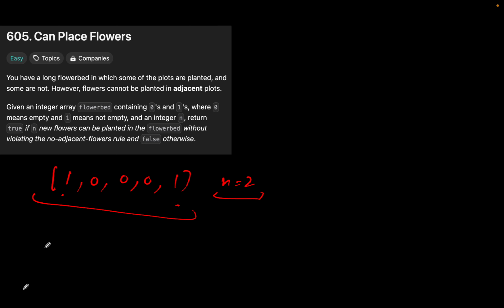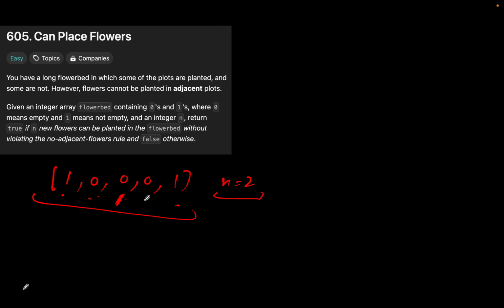So how can we plant these flowers in this flower bed? Let's try. At the first position we can't place one because there's already a flower in it. If we try to place a new flower at the second position, we can notice there is already a flower on the left side of the second position, so we can't place it here because we would violate the adjacent flower rule. But we can plant one flower in the middle. There is no flower on the left and there is no flower on the right, so we can easily plant one flower here.